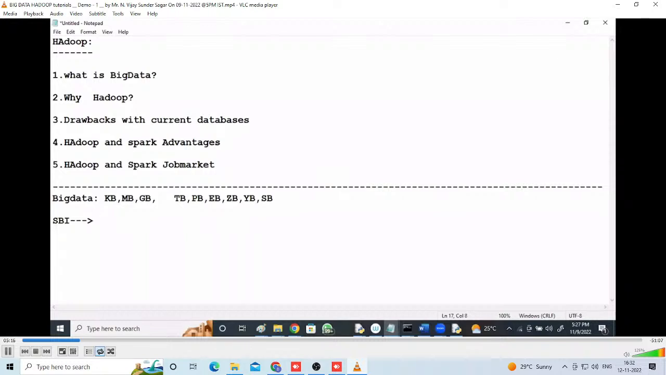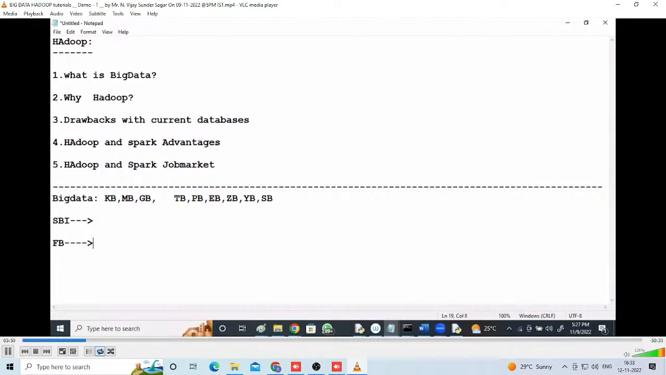Forget about this. Talk about social media like Facebook. Millions and trillions of users for Facebook, not only within the country but throughout the world. So in a minute, what is the data generated by Facebook? It's not in MBs or GBs. Millions of users are just posting.